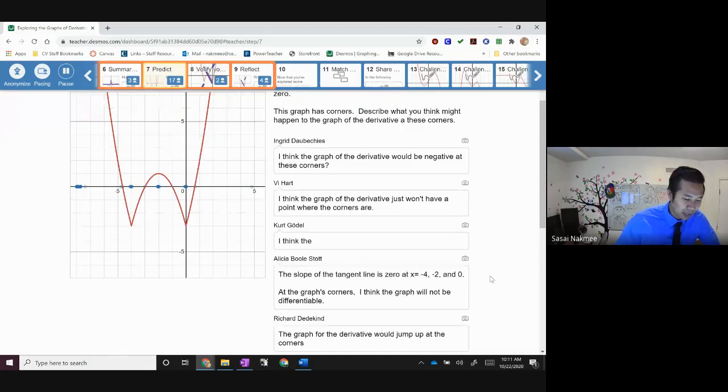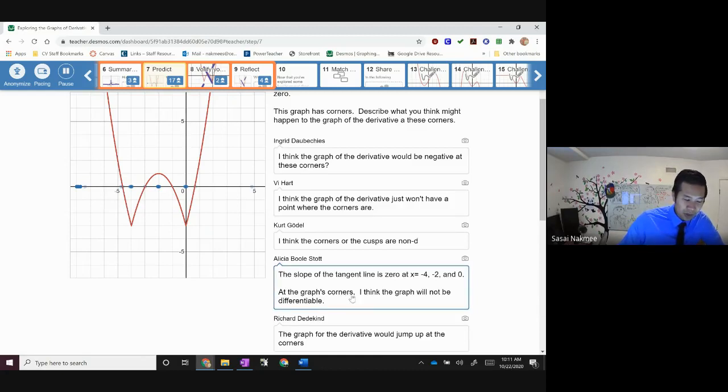The slope of the tangent line is 0 at x equals -4, -2, and 0. Okay. At the graph's corners, I think the graph will not be differentiable. Now here's the thing. Those 2 sentences right there contradict each other at specific points, specifically the corners, right?